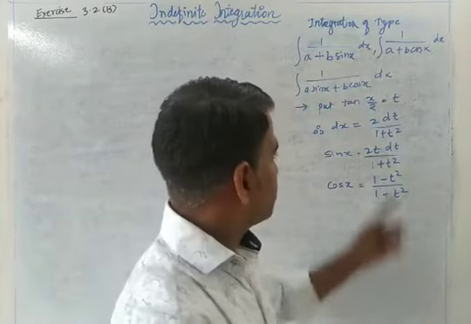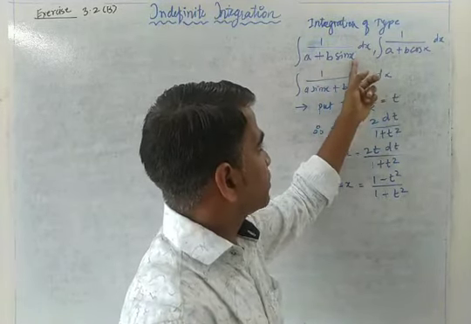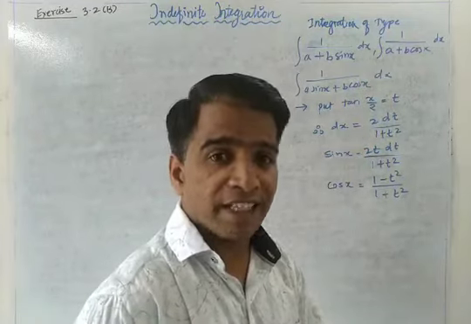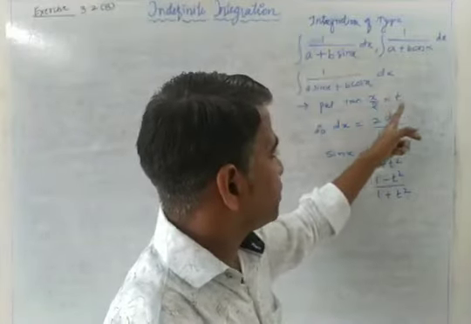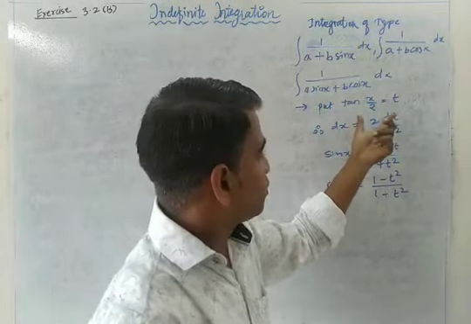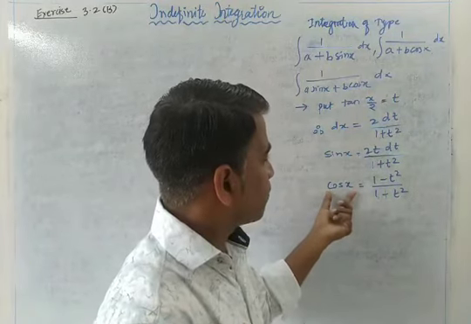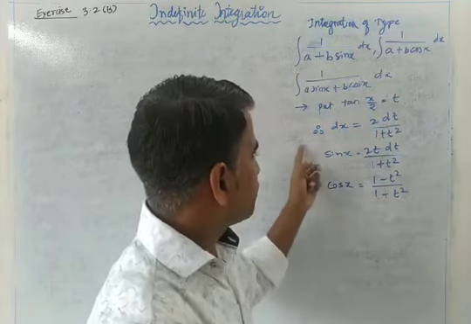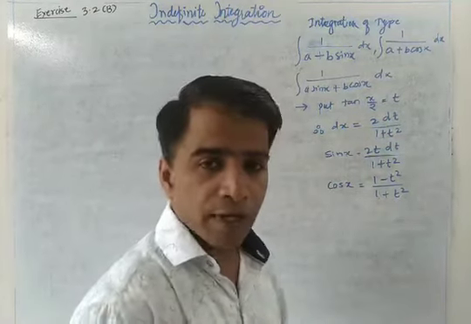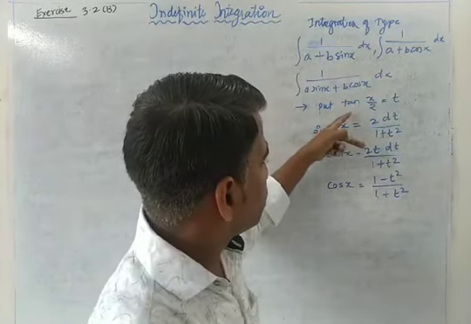What is the standard substitution? Put tan x by 2 is equal to t. Check the values for sin x, cos x. It means if the angle is given as x, at that time we are going to substitute tan x by 2 is equal to t. After taking the derivative, I already explained how to find the value for dx, how to find the value for sin x and how to find the value for cos x. So these are the standard values we are going to substitute in this example.